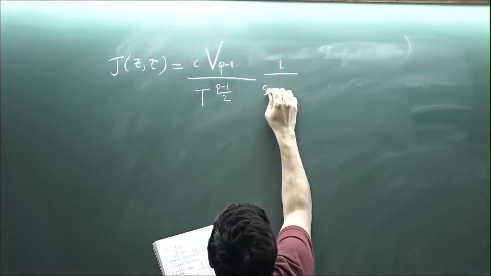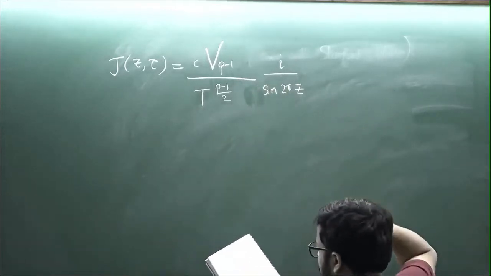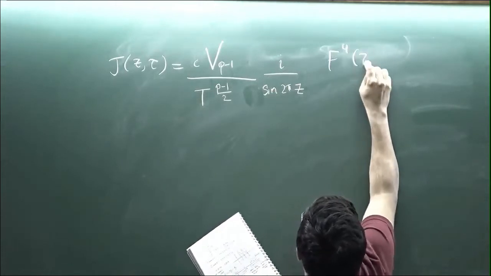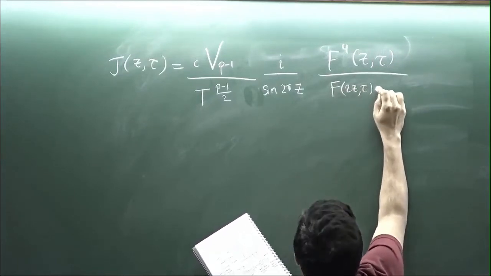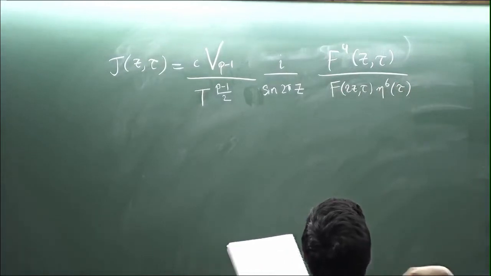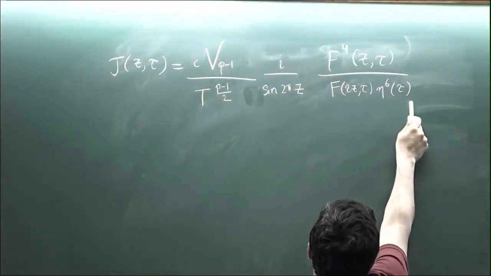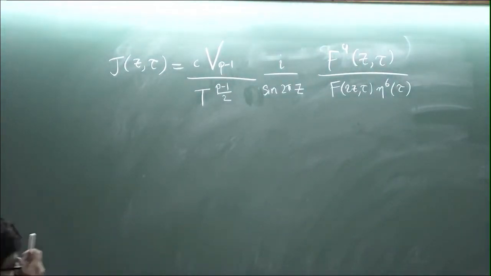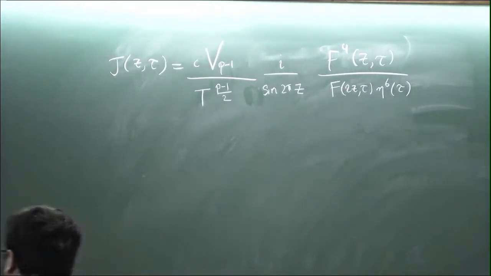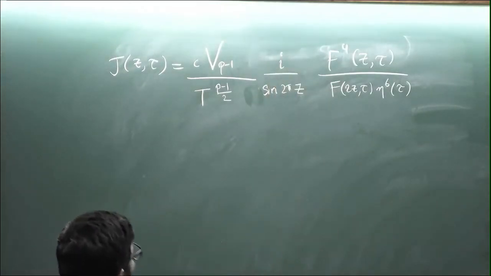There's an i over sine 2 pi z, times f to the fourth of z comma tau, divided by f of 2z comma tau, times eta to the sixth of tau. Okay, so this is coming from the fermions and these are coming from the bosons. So this z, remember, is the twist, this z knows about the k. And this eta to the 6th is from 6 of these coordinates which don't know anything about the twisting in the boson. That's why there's an eta to the 6th. Okay, so this you can work out, but let's just take this as given.